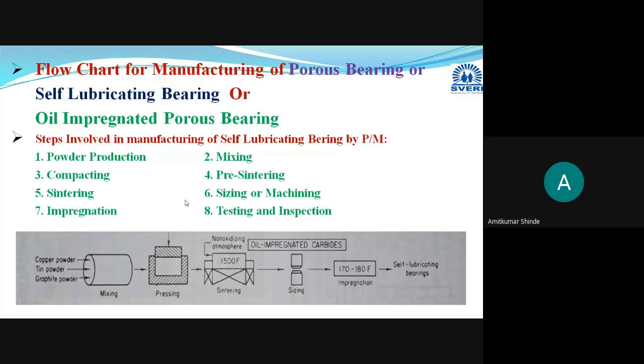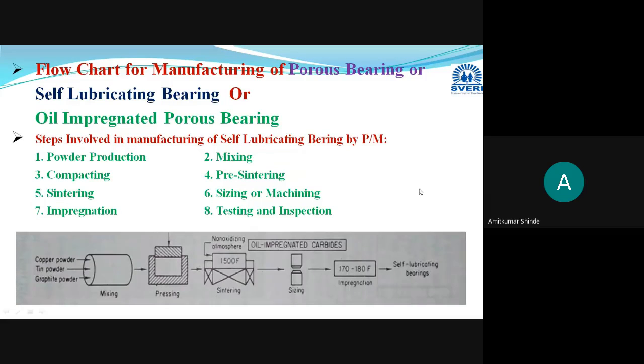Okay, now after explaining this, you have to mention in short what the properties of this self-lubricating bearing are. Two, three important properties you have to highlight, and after that you can directly go for the application part. The properties of these bearings are that they have sufficient porosity. After the sizing or machining, they will have approximately 30 to 50% porosity.